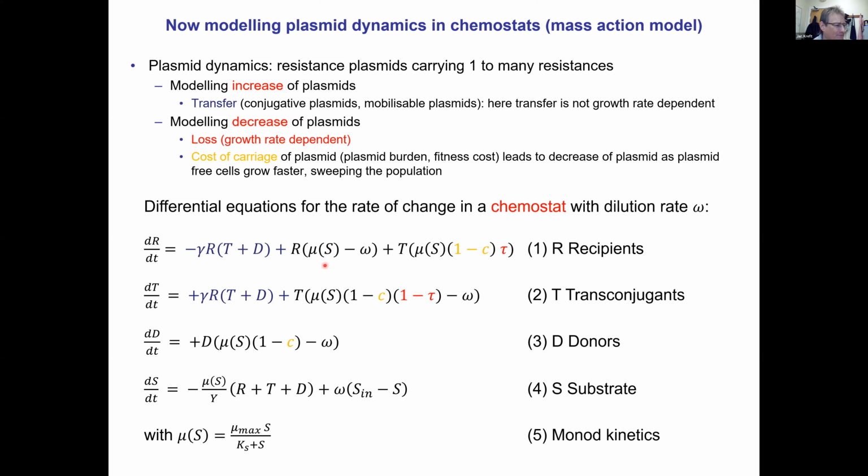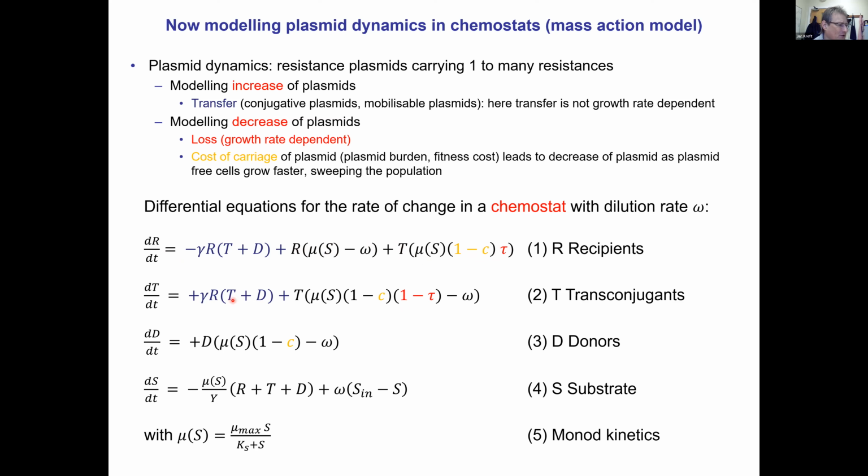And then here, this is the growth of the recipient with the specific growth rate depending on substrate concentration minus the dilution rate. Now dilution rate is called omega because D is already used for donor concentration, so I can't use the same symbol. And then the recipients are replenished by plasmid loss, which is this term here, tau. So that turns the transconjugates into recipients.